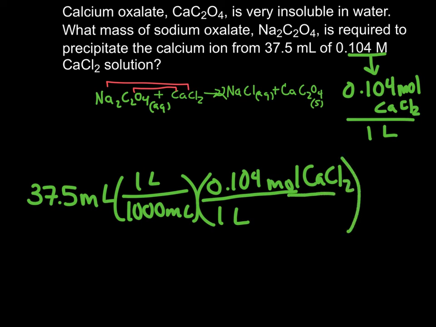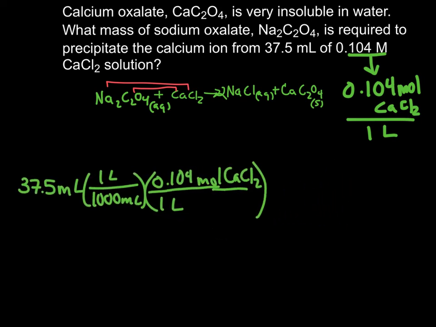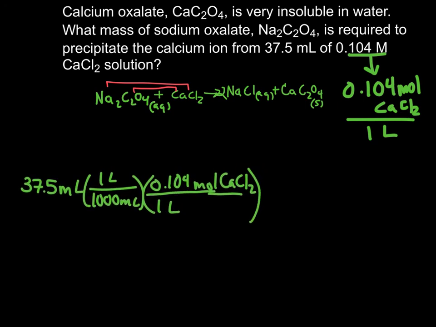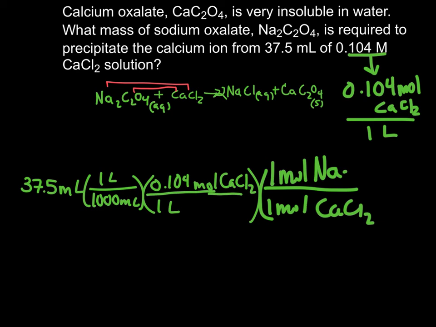Now that we've got moles of calcium chloride, we can convert to moles of sodium oxalate, which is the problem that we're looking at. We're asked again, what mass of sodium oxalate is required? So we're going to now use the chemical equation that we wrote in order to convert from moles of calcium chloride. If you look, we're going to build our mole ratio. It's a 1-to-1. So 1 mole of calcium chloride to 1 mole of sodium oxalate.